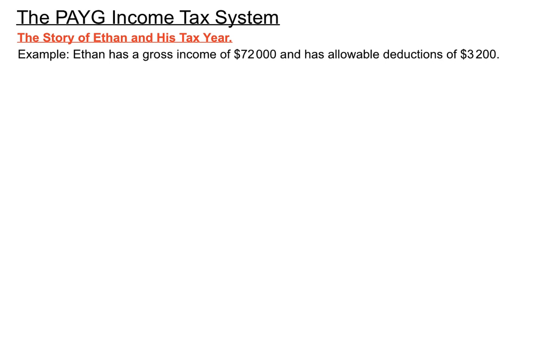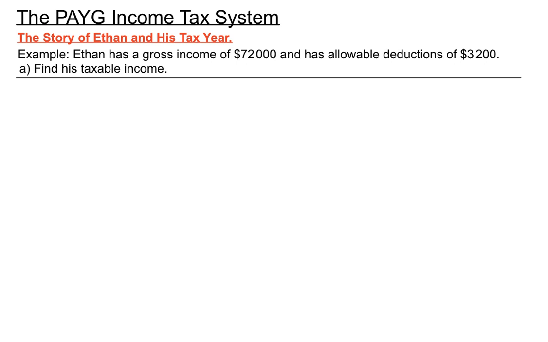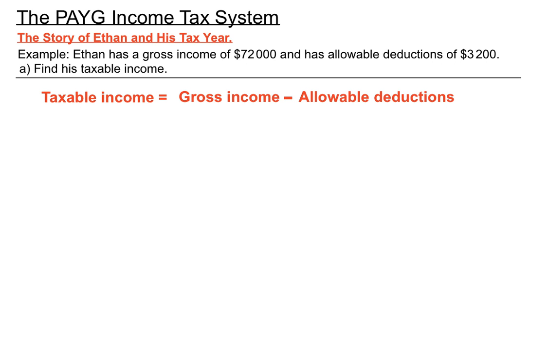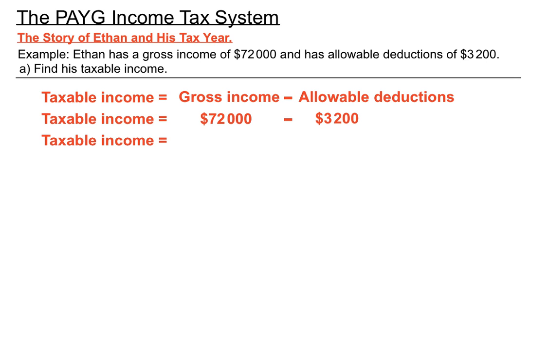So let's get back to Ethan here. He has a gross income of $72,000, and this tax year he has allowable deductions, work-related expenses, of $3,200. And the question might ask us to find his taxable income. So we got through saying that taxable income is that gross income minus allowable deductions. So all we do is take our $72,000 and subtract that allowable deductions amount that's in the question, and the difference will be the taxable income. So in this case it's $68,800 for Ethan. That's his taxable income for the year.